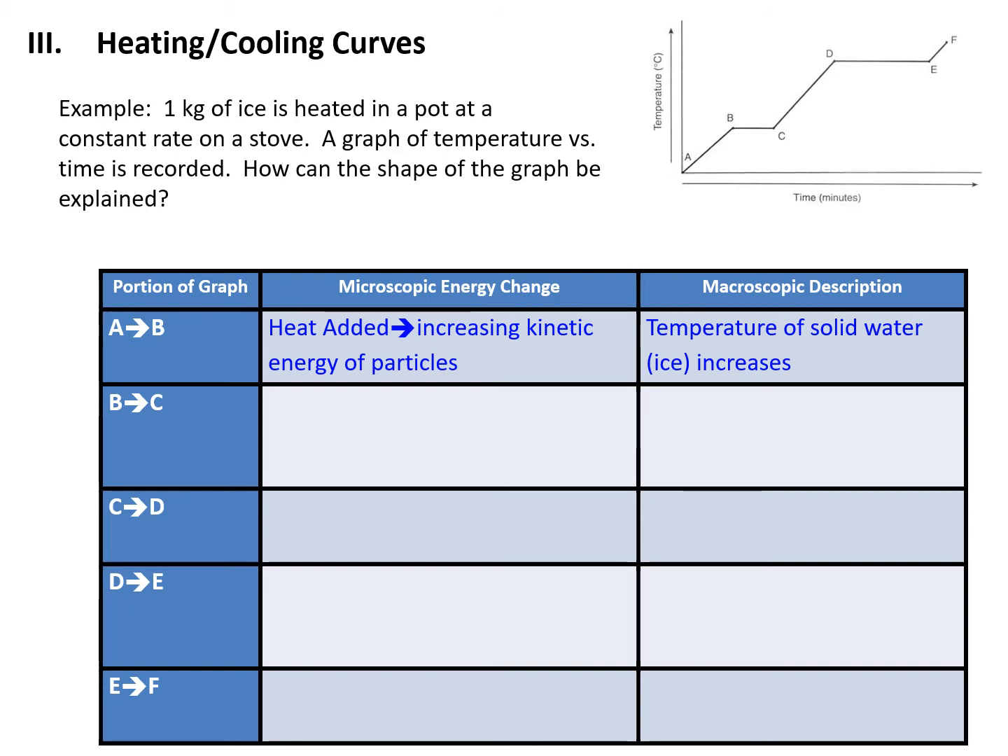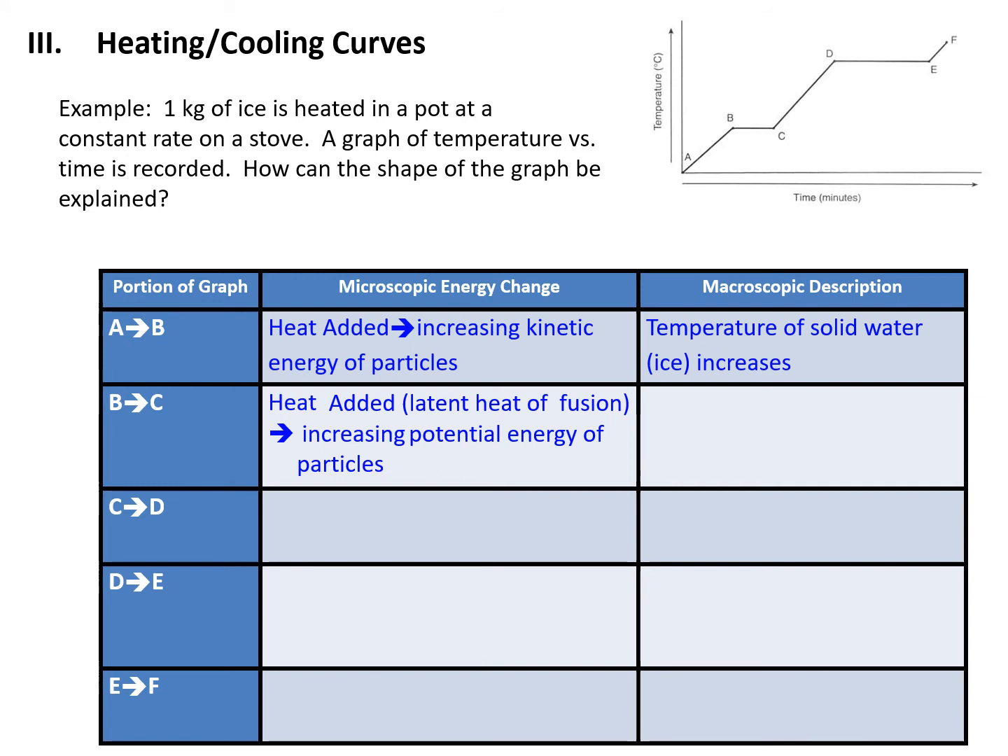Now in segment BC, we see this first flat portion. What that tells you is that we're adding heat at a constant rate, yet the temperature is not increasing, right? So what's going on here? Well, here we're adding heat. The amount of heat we add is what we call the latent heat of fusion, and we'll define that in the next slide. But this heat is not increasing the temperature, therefore it's not increasing the kinetic energy of the particles.